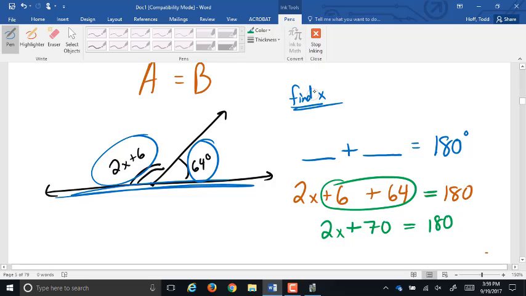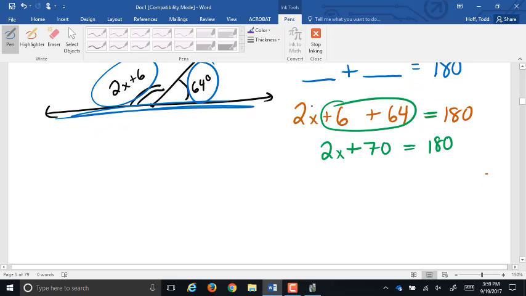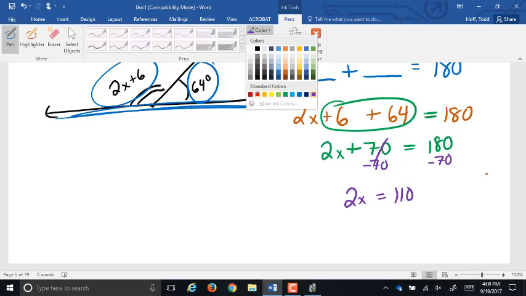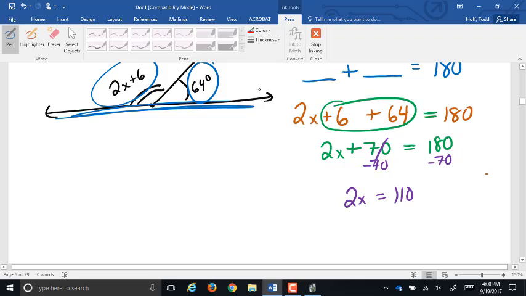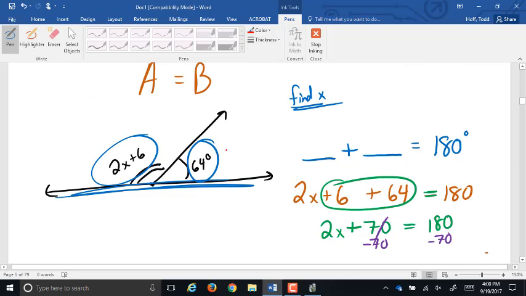Now what would I do to start solving that? Subtract 70. So 2x equals 110, and then we divide by 2. X equals 55. Now we have to make sure we go back and answer the question. Here the question was just find x. So x equals 55 is the answer.